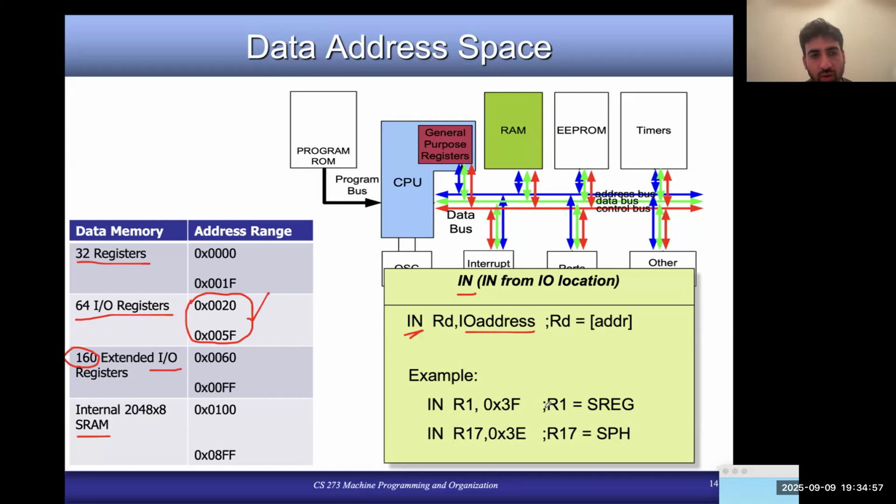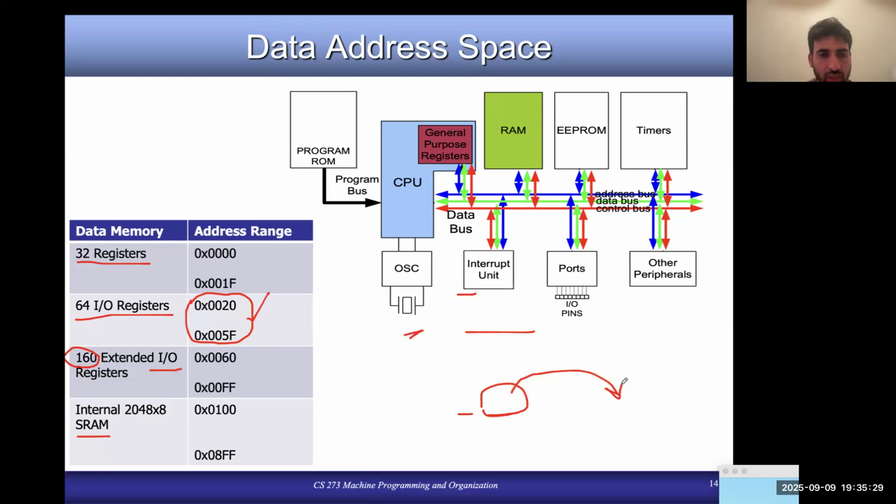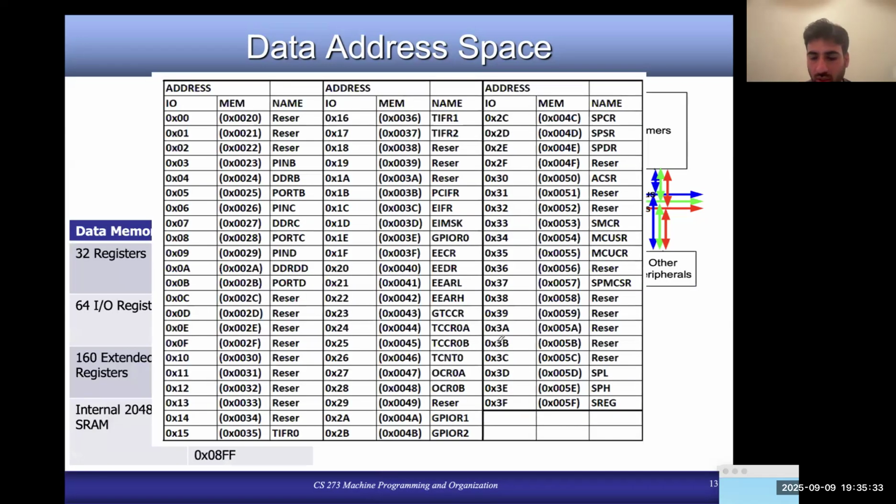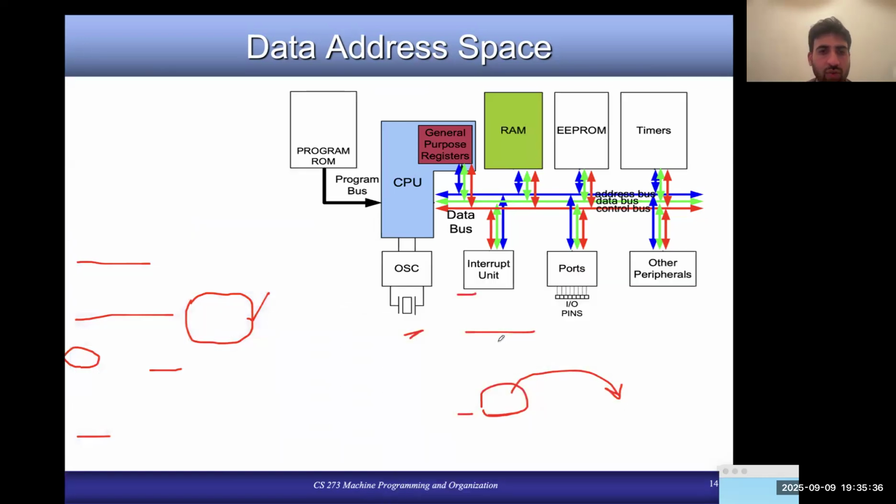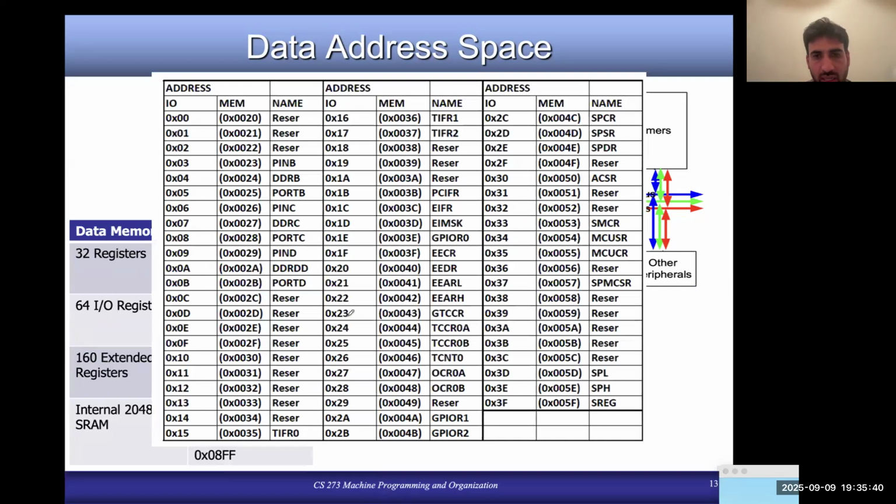For example, if we say IN R1, 0x3F, what does it mean? It means read the data from the register or memory location addressed by 0x3F into R1. When we look at the mapping of the address spaces of the special purpose registers, we find that 0x3F is the address of the status register. We can confirm it from the previous slide. If you go to the previous slide and look for 0x3F, here you see that its address is 0x3F.